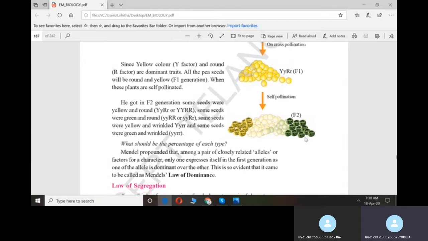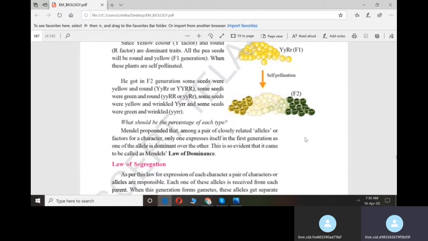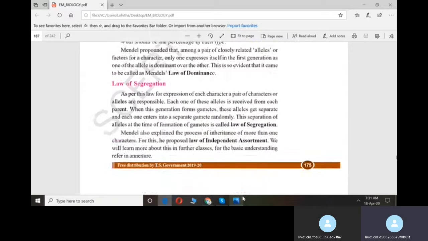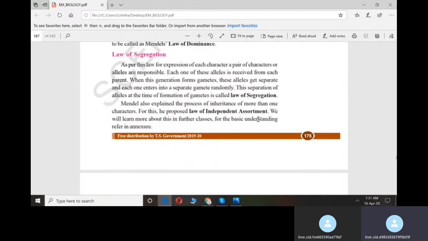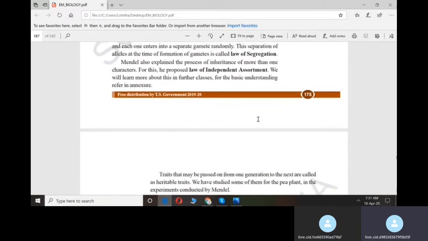But what is independent assortment? Taking not one character, taking two characters. Mendel explained inheritance of more than one character. He has taken the color as well as the shape. Both characters he is taking, and he got the conclusion. That is called law of independent assortment. Okay, law of independent assortment. Let us conclude this class.